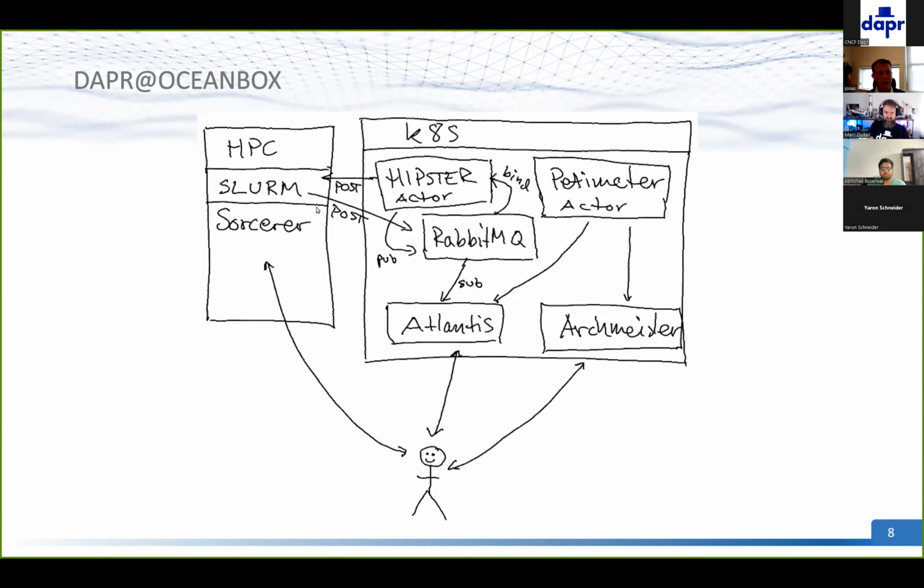Slurm will inform back over to RabbitMQ any change in state of the simulation. Hipster has a Dapr binding so that whenever there's something going on there, Hipster will get notified, update the actor state, and when anything that it thinks that the user should know about, it will publish an event back to RabbitMQ, and Atlantis is then subscribing to those events so that it can notify the user of state changes. So this is roughly what we are doing.